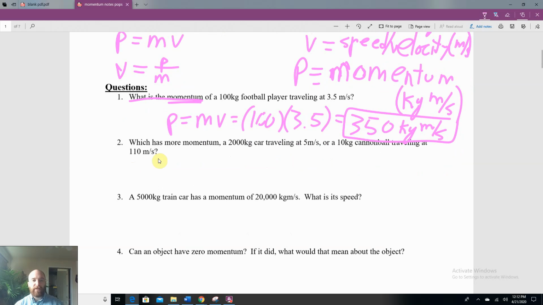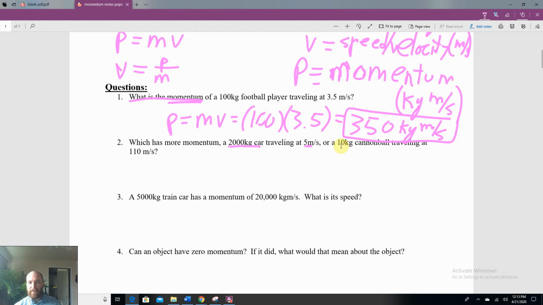2. Which has more momentum, a 2,000 kilogram car traveling at 5 meters per second, or a 10 kilogram cannonball traveling at 110 meters per second? So what we have here is this really massive car, 2,000 kilograms, it's like 4,000 pounds. But it's moving at 5 meters per second, which is not very fast. It's like 10 miles an hour.